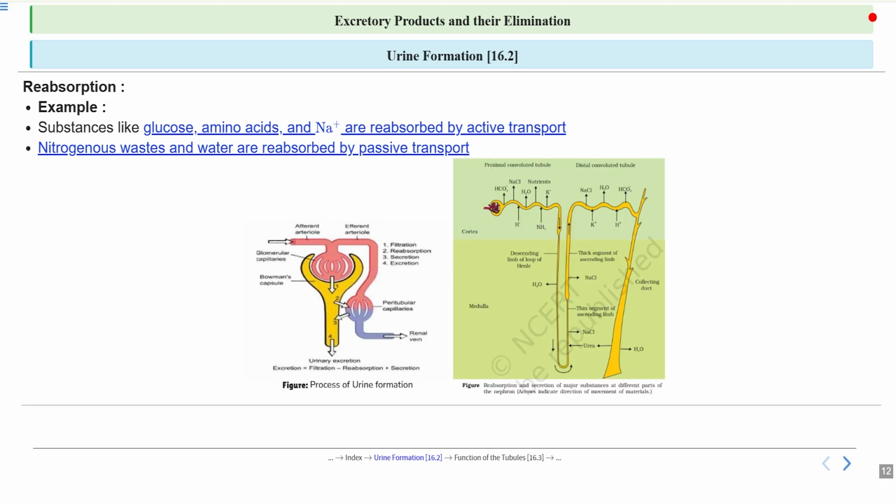So I've already talked about this picture, about these diagrams.